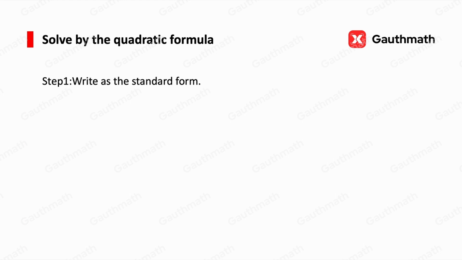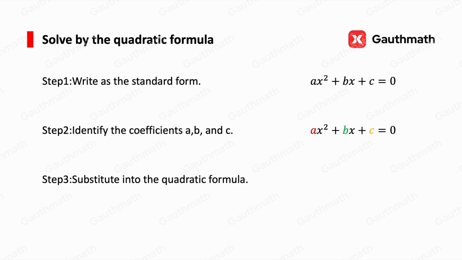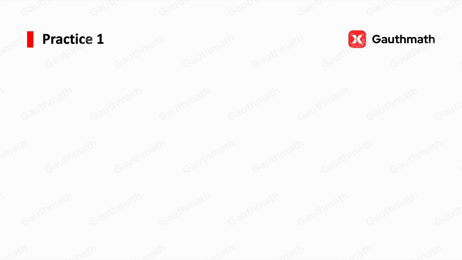Step 1, we have to write the quadratic equation in the standard form, ax squared plus bx plus c equals 0. The second step, identify the coefficients a, b, and c. The third step, substitute the numbers into the quadratic formula. The quadratic formula is x equals negative b plus or minus the square root of b squared minus 4ac, over 2a. We may do one practice question.